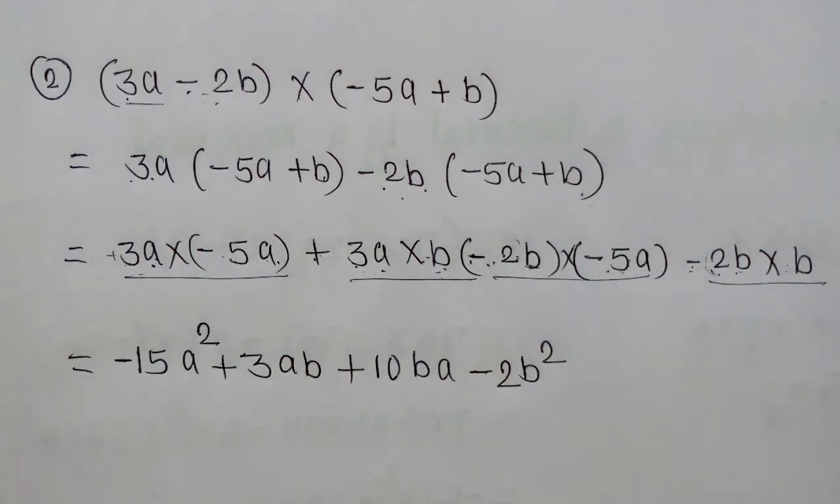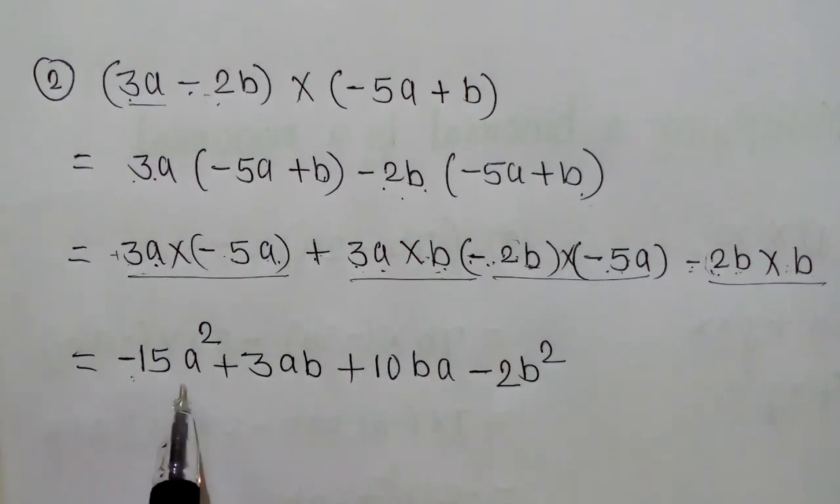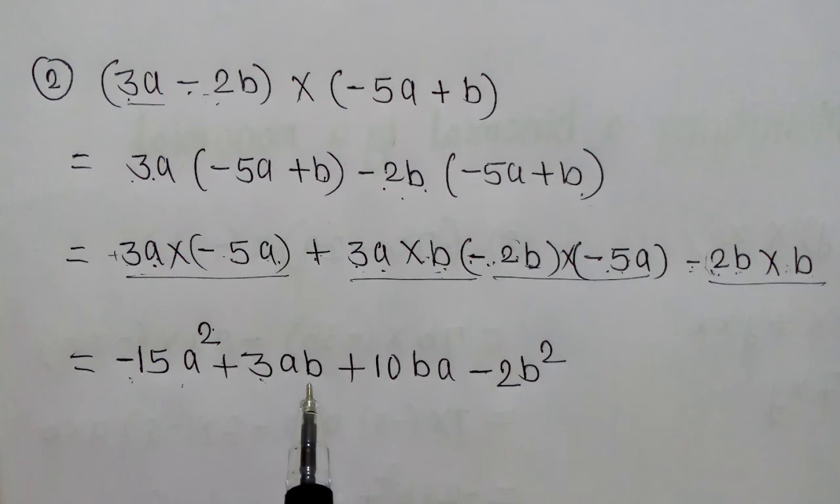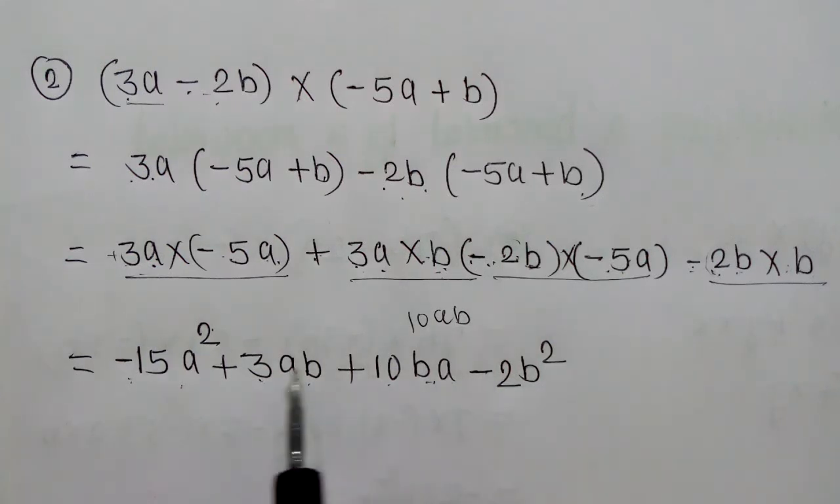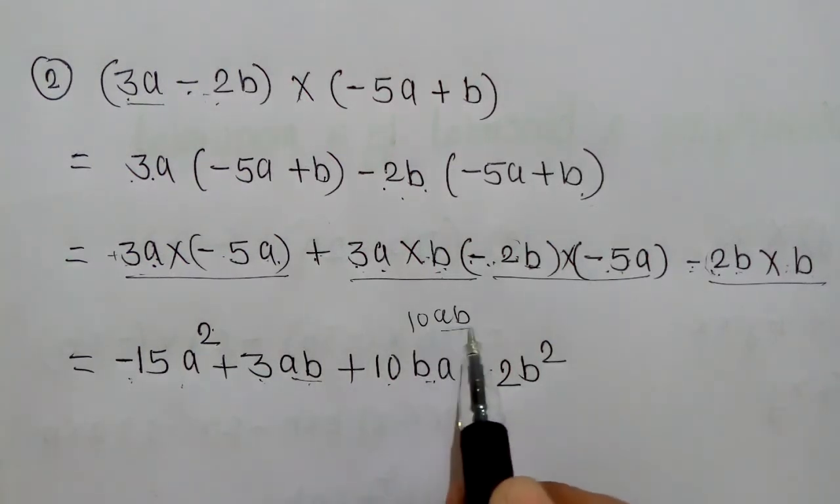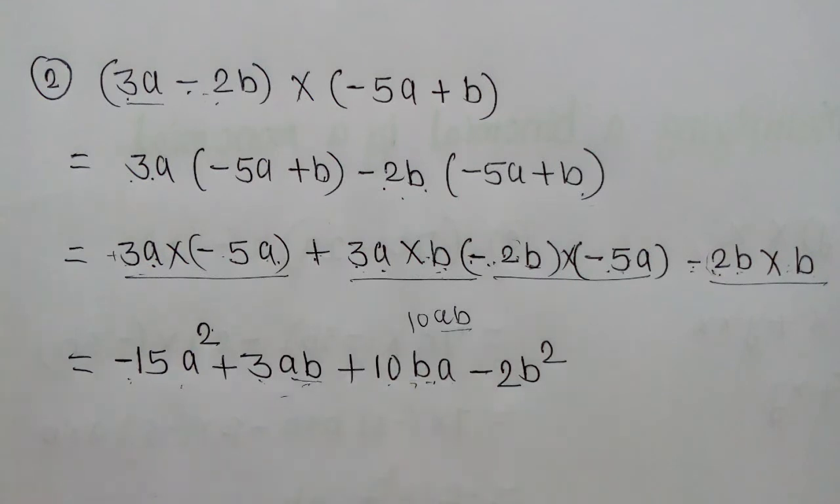Now one more step we will do here, because we have to find out like terms if they are there, and we have to add or subtract them. See here negative 15a square, then here 3ab and here 10ba. AB and BA are the same. So here we can write this 10BA as 10AB also. So here also AB, here also AB. So these two are like terms, and this is a separate unlike term, negative 2B square.